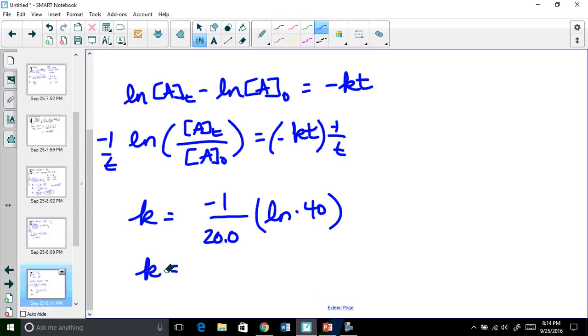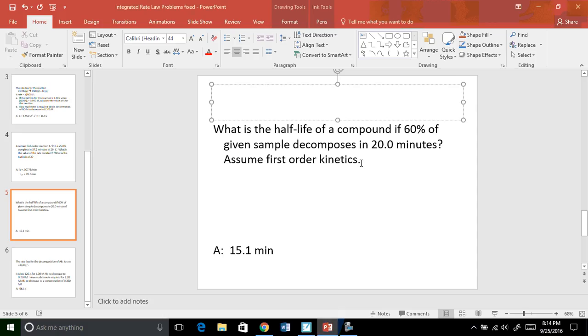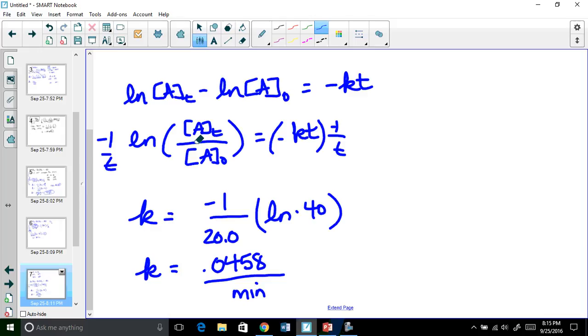So I'm going to come over here. K is equal to 0.0458 over minutes. Why minutes? Because in this problem, the time is given in minutes. And first order, what's 1 less than 1? 0. So molarity is to the 0 power. Now, we're almost there. We know what k is now. Now we want to know what the half-life is. At the half-life, the ratio isn't 0.4. The ratio is 0.5, because half-life is 50-50.